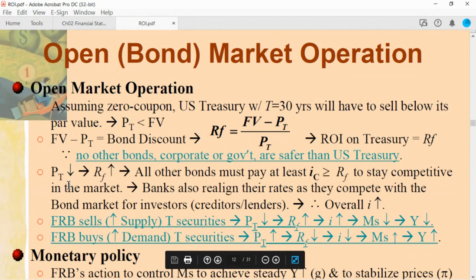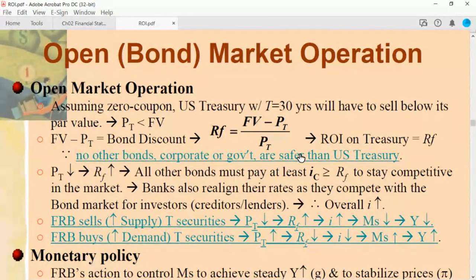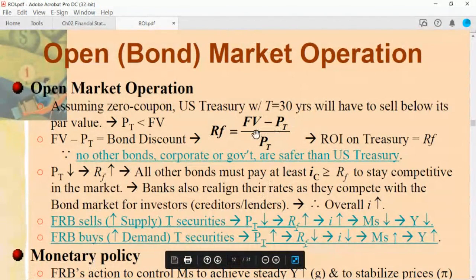So, for example, what if the selling price of the Treasury goes down? As I said, it's currently selling for 500, but what if the price goes down to 400? Then the risk-free return will go up. Why? Let's think about the mechanism. It's very important to have this clear understanding. It's not complex. It's very straightforward. It's based on a very simple mathematical logic. Now think about it. Why does the risk-free return go up?